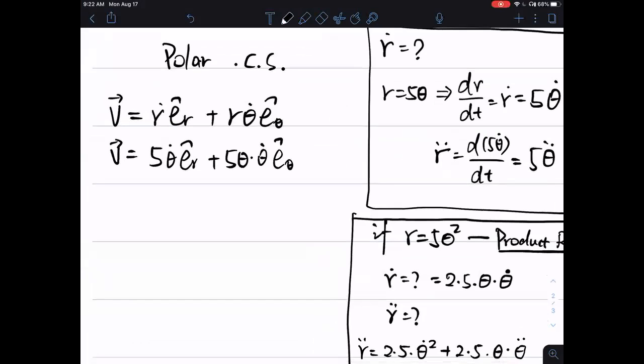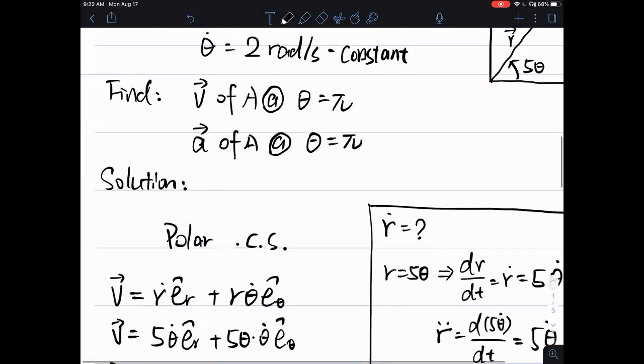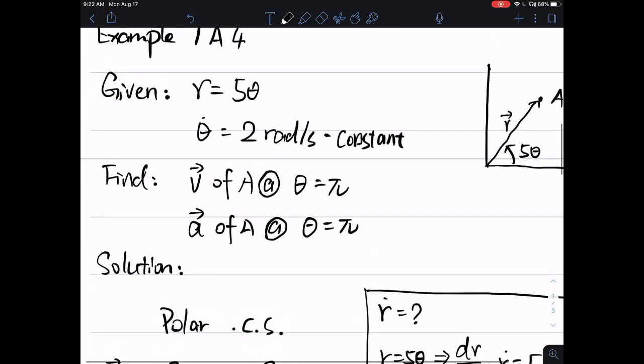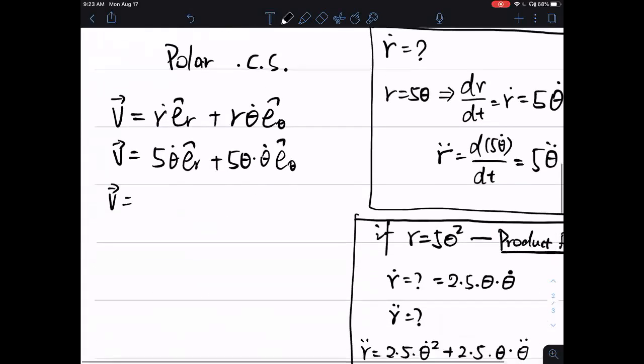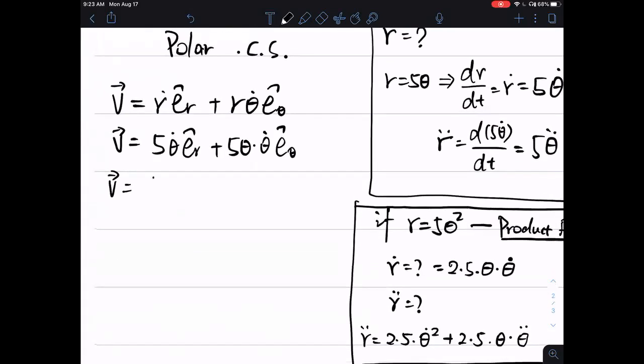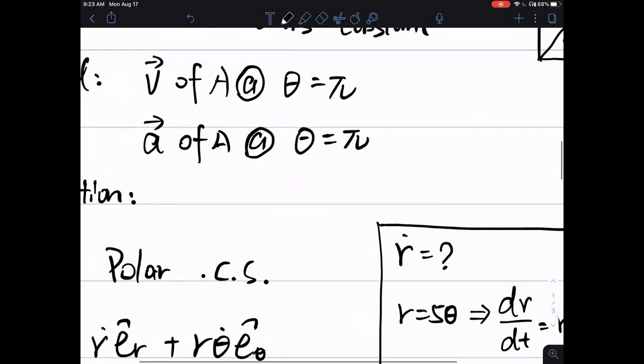Now what we end up with is this. You plug in what theta dot is. Theta dot is given. Once again, theta dot is 2 radians per second, which is a constant. So you plug in theta dot, which is 2. You end up with 10 e_r hat plus 10 pi. Where does that pi come from? That is given for this problem. We're looking for the velocity and the acceleration at theta equals pi. That's why you plug in pi for theta.